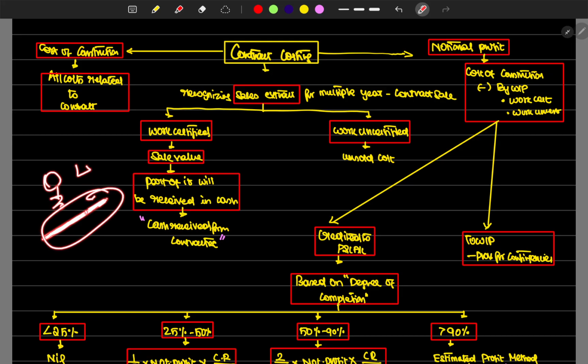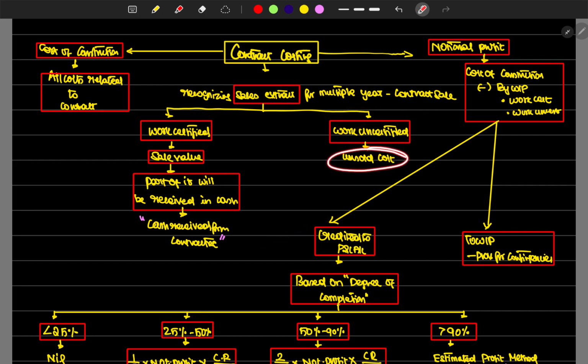But L&T has spent money on this one track also. He has spent the wages for this one track also, and he can show that amount spent on those uncertified works. That's where works uncertified comes in. Works uncertified is treated like unsold cost, similar to unsold closing stock.